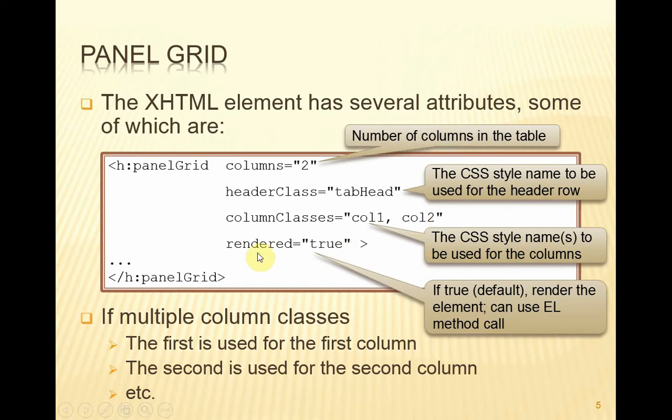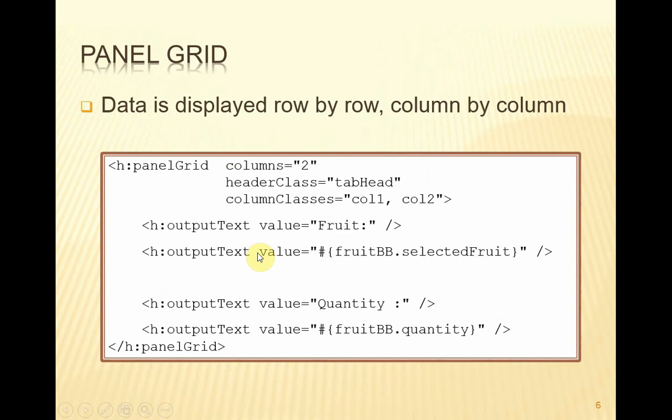This other attribute, rendered, is actually quite an interesting one. The default value for that is true, which means that this element, this panel grid, will be rendered by default. In other words, the user will see it on screen. But if we set that to false, then the panel grid will not be displayed. The useful thing about that is that we can replace the literal true or false with an expression language method call. And if that method then returns true, the panel grid will be rendered, and if it returns false, it won't be. Within the panel grid, we can specify a number of elements.